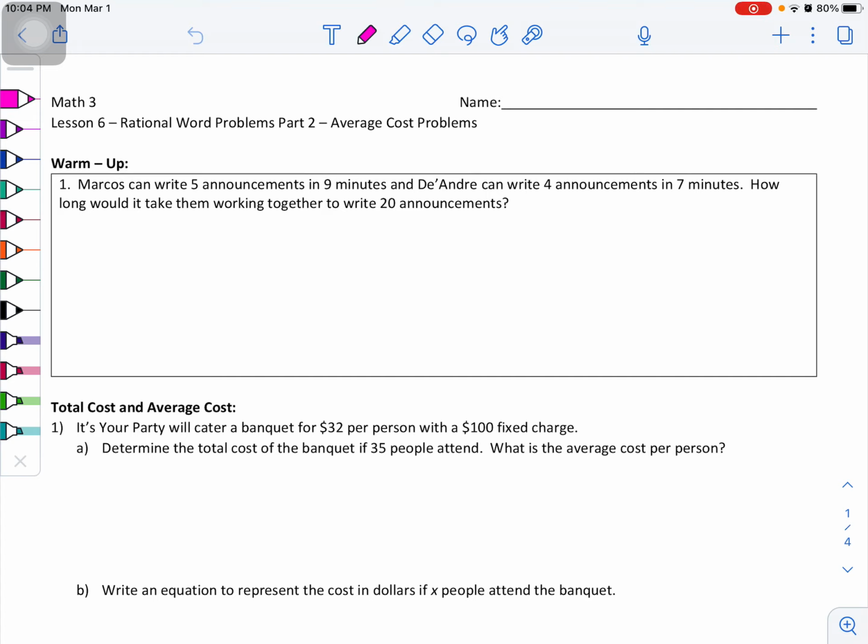So the other type of word problems that we do that involve rational equations are average cost problems. For this video, I'm going to do the warm-up and the first two questions. I'll have a separate video that has the other two questions, and then the key will have all of the review problems done on it, and you can request any videos that you want or need extra on that. Just let me know. So I'm going to jump right into the warm-up, which is going to be like the work problems that we had been doing.